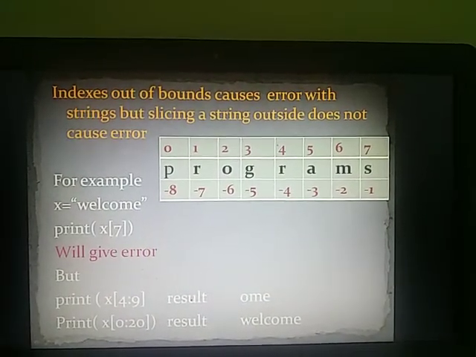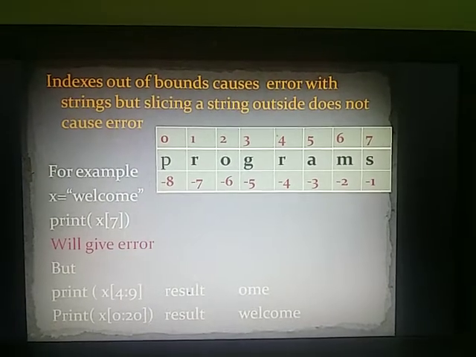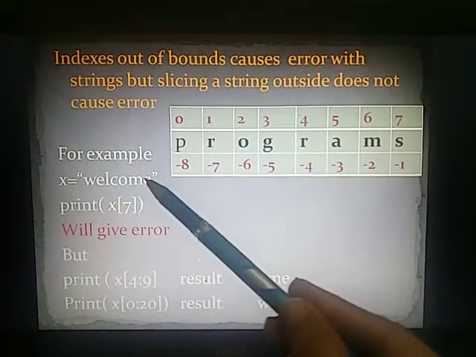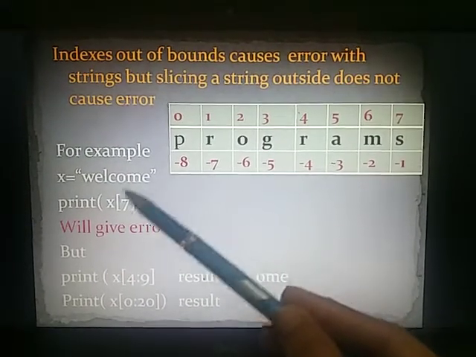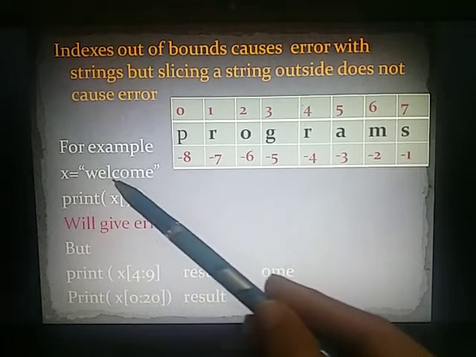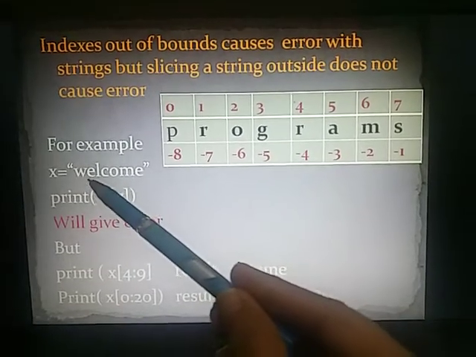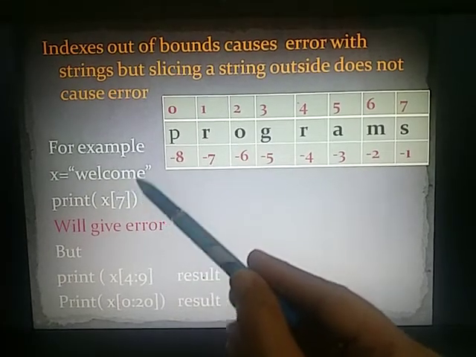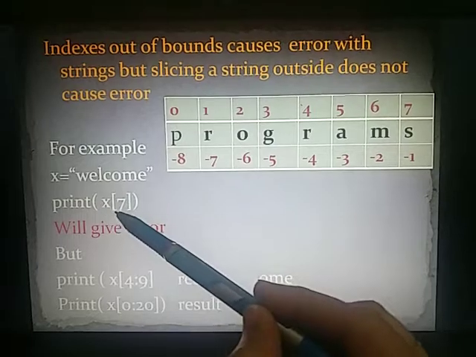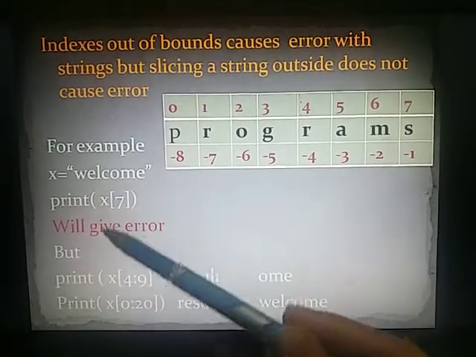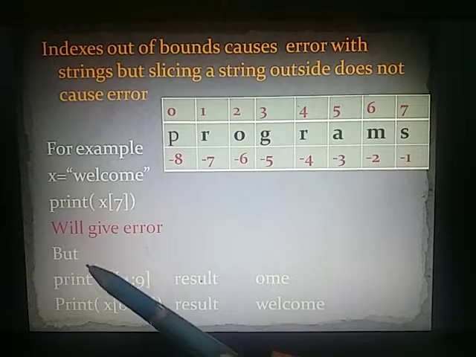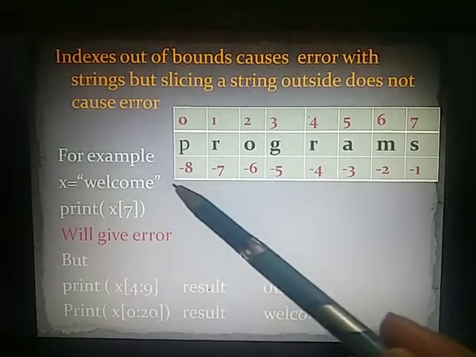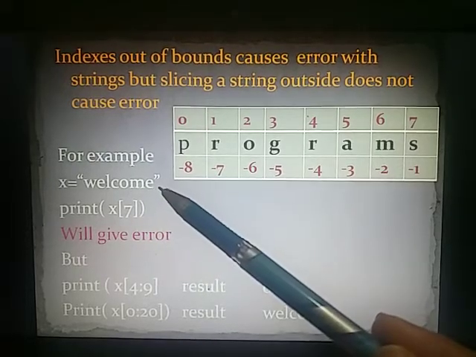Now another one, indexes. Suppose we have a variable, here I am not taking a program, I am discussing it with the string "welcome". If we write index 7, as you can calculate, there is no index number 7. It will be 0, 1, 2, 3, 4, 5, 6, only 6. That means 7 is out of bound. In that case, if you write it, it will give an error. Why? Because the 7th index number is not present. You cannot pick data from the 7th index number.